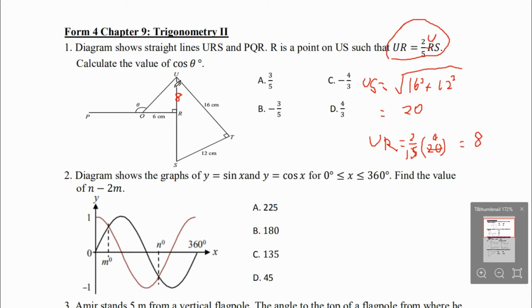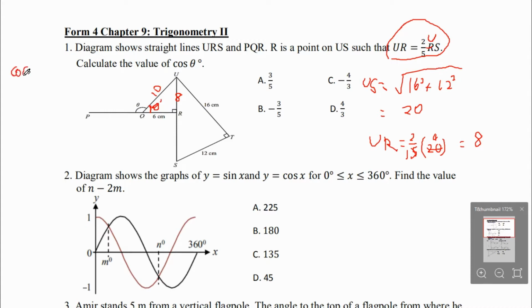For this small triangle, we also use Pythagoras theorem. So this is 6, 8, so the hypotenuse will be 10. You can use Pythagoras theorem, 6 square plus 8 square, then you take the square root, and the answer will be 10. So cosine theta. Theta is outside of this triangle, so we are going to use this angle to represent it first. So let's say this is theta prime.